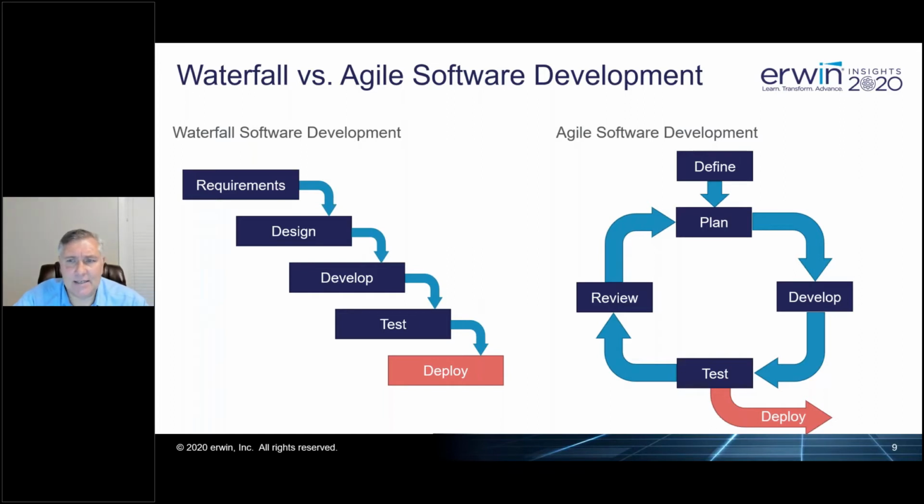Agile is about defining our requirements in a loose framework, then we start planning what we're going to actually develop.